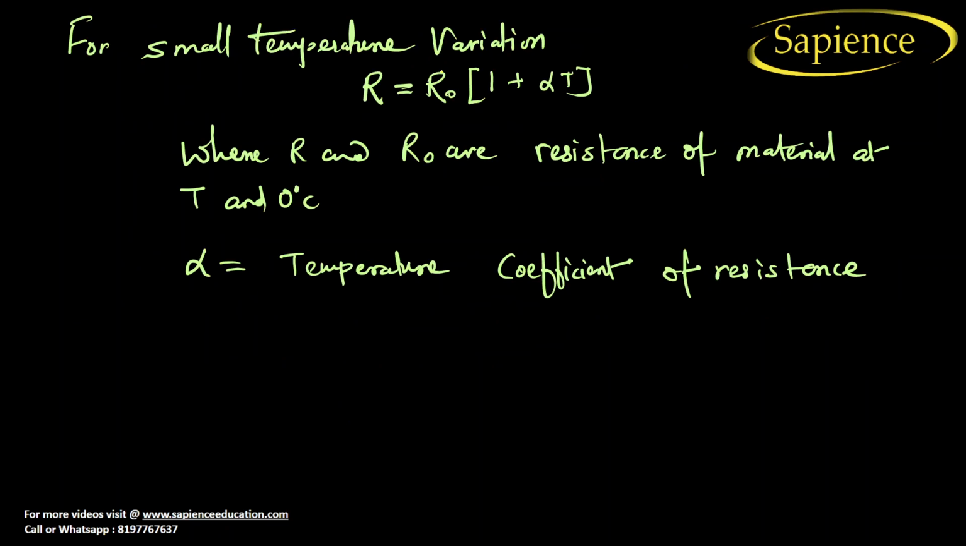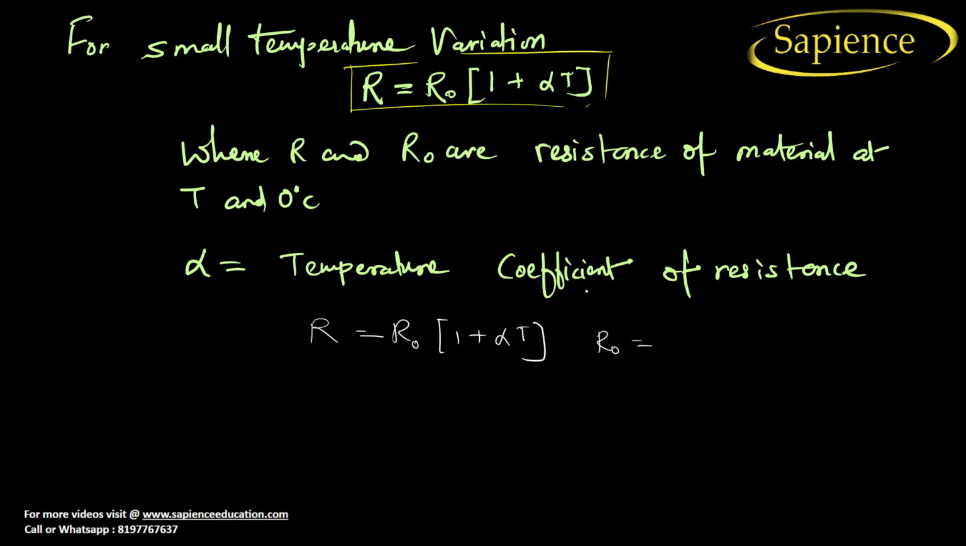Now for a small temperature variation, we will use this formula, a very important formula. Try to understand what the formula is talking about. R is equal to R naught into 1 plus alpha T. What is R naught? R and R naught are the resistance of a material at temperature T and at 0 degree Celsius. So at 0 degree Celsius the resistance is this. So at 30, 80, 40 degrees, what will be the resistance? We will use this formula.